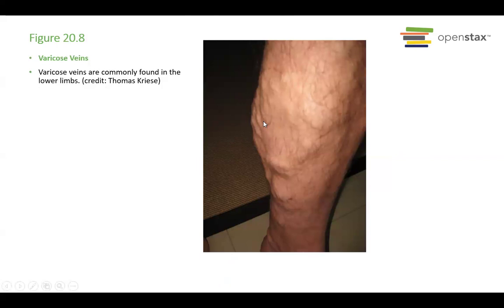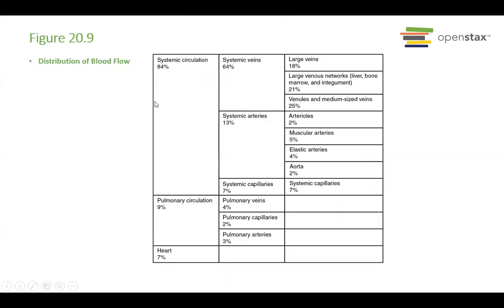You see, that engorgement is caused by the pooling of the blood, and varicose veins are commonly found in the lower limbs. So where do we usually find most of the blood? This is really important. Do we find our blood more in the systemic circulation, or more in the pulmonary circulation, or inside the heart?